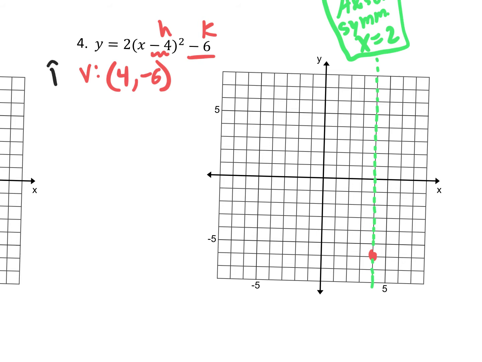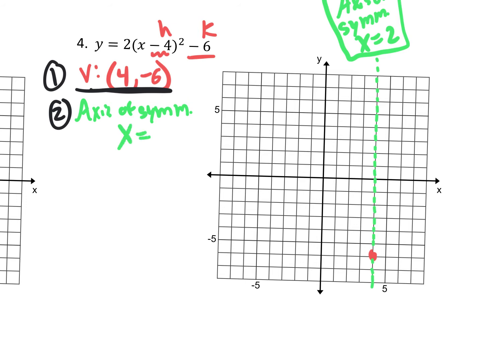So the first thing to do is always find your vertex. There's your answer. Second thing to do is to find your axis of symmetry equation. And that's always going to be x equals the x value of your vertex, which happens to be 4. Okay? So that's another question I could ask you. And now we need more points to be able to graph this parabola.